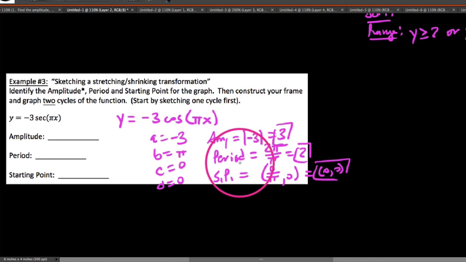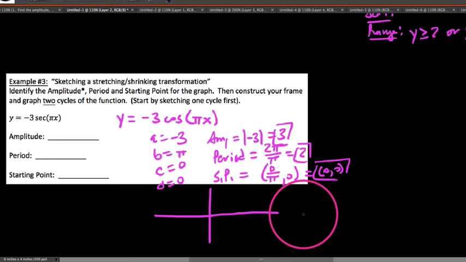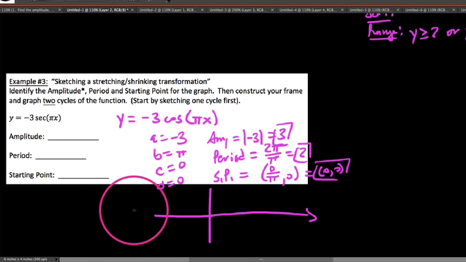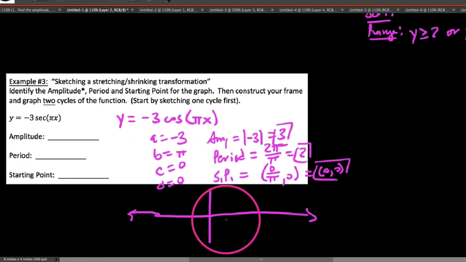So now, graphing this, let's get our axes in. I'll extend this out to the left a little bit further here. Disjointed, I apologize. We're going to start at 0, 0. The height of our frame is 3, so we're going to go up 1, 2, 3, call this 3. We'll go down to -3, 1, 2, -3.